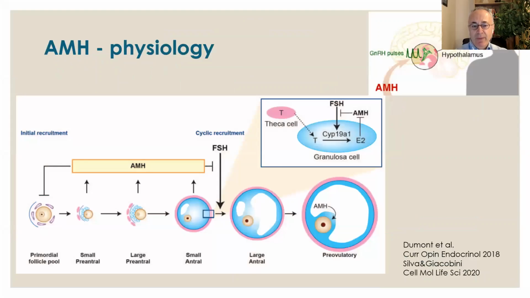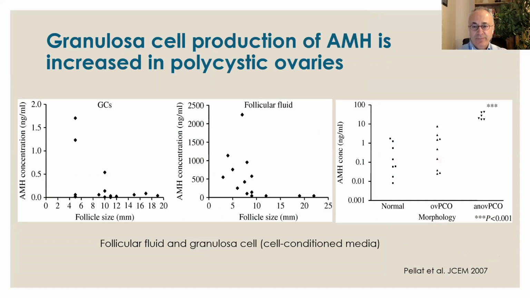So when we look at AMH, that molecule is secreted from the small preantral and antral follicles, inhibits recruitment of primordial follicles, and it also inhibits the effect of FSH in the ovary. And recently, we also know that at the level of the hypothalamus, the GnRH neurons also express AMH2 receptors, meaning that AMH is involved in the pathophysiology of PCOS.